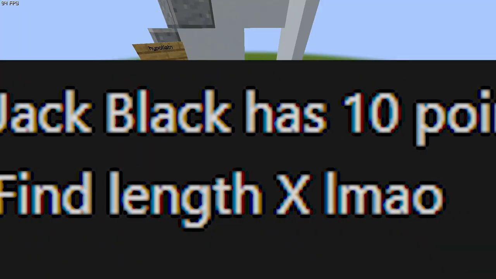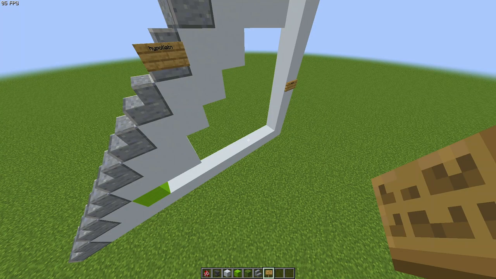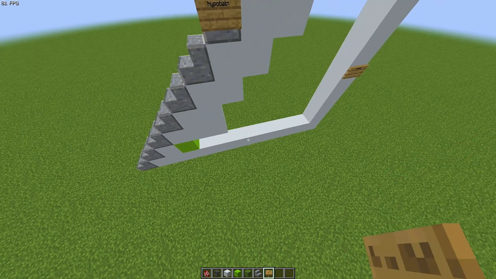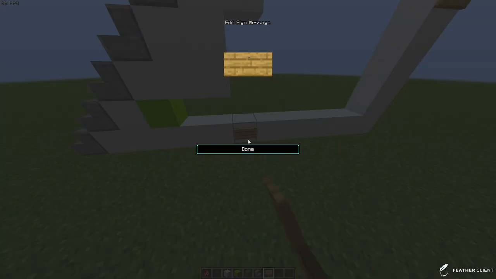Let's see the question. Jack Black has 10 pointy triangles in his right pocket. This triangle is gray, is longer than the other triangle. Now find the triangle length of length X. Okay, length X is like the bottom one. You can see they have a diagram for you, but I built it in Minecraft so you guys can follow along. Okay, we gotta find the bottom one. Bottom one, that's my boy length X.